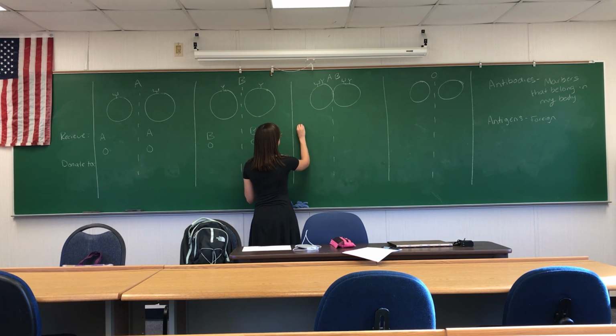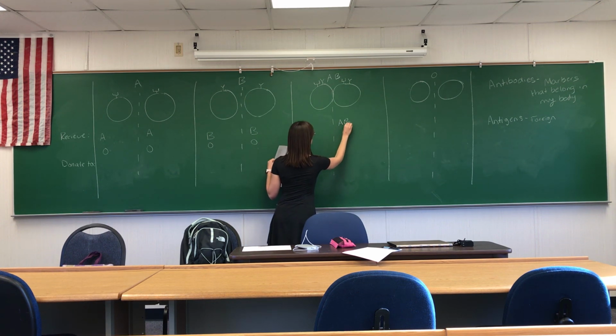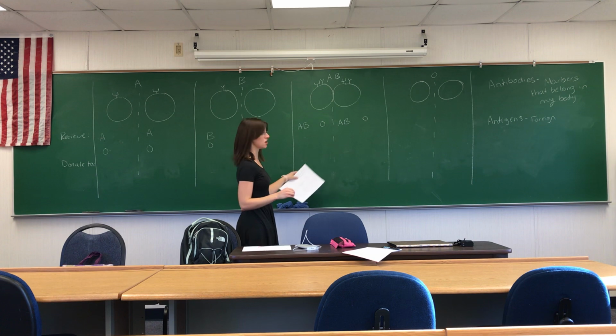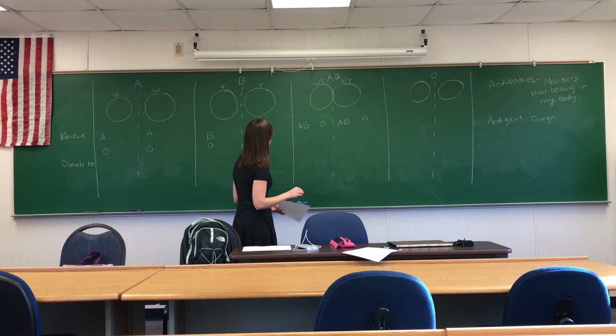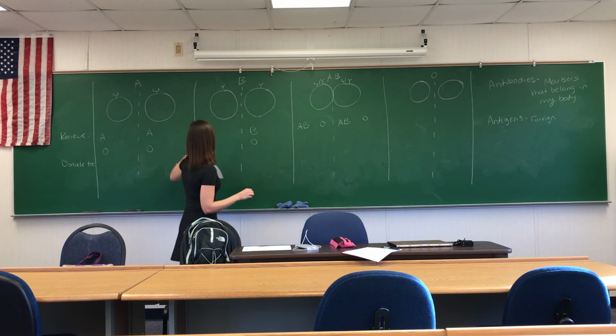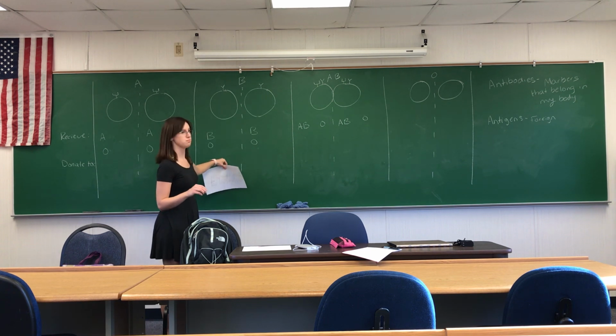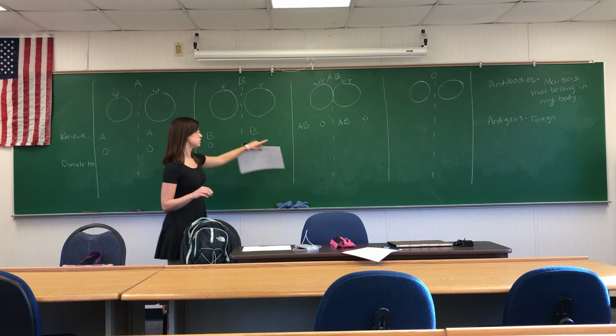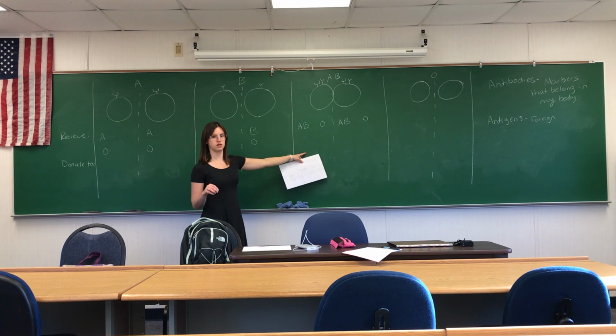Well, I can receive from myself, and I can receive from O. We already know that, because O doesn't have any antigens, so it can give to pretty much everyone. So I can also receive from A, and I can receive from B, because if I put A blood into a person with AB blood, their body recognizes the A antigens. It doesn't matter that there's no B antigen on the blood.